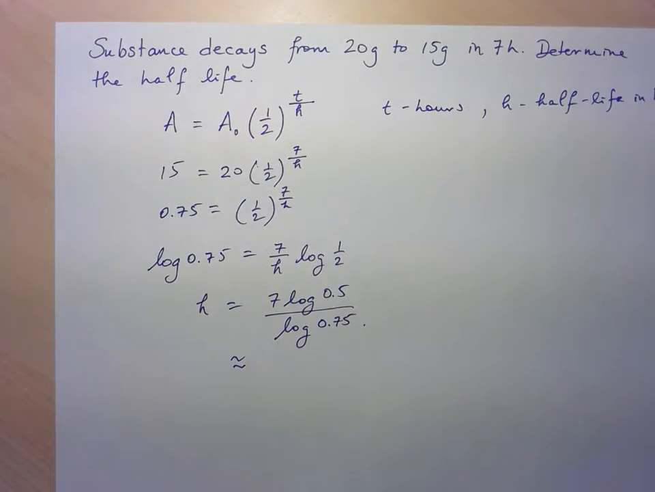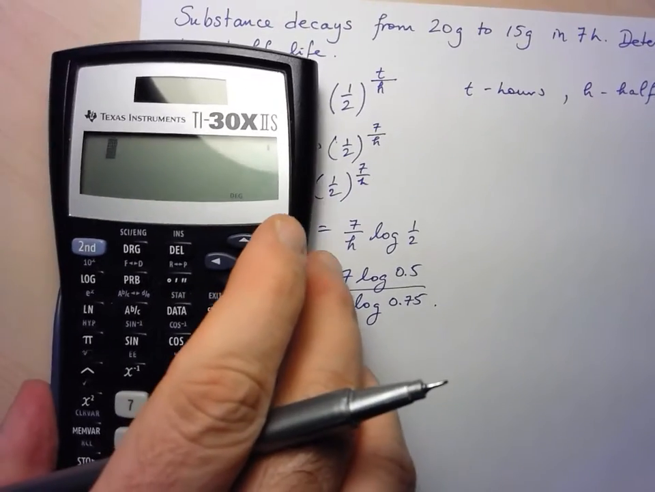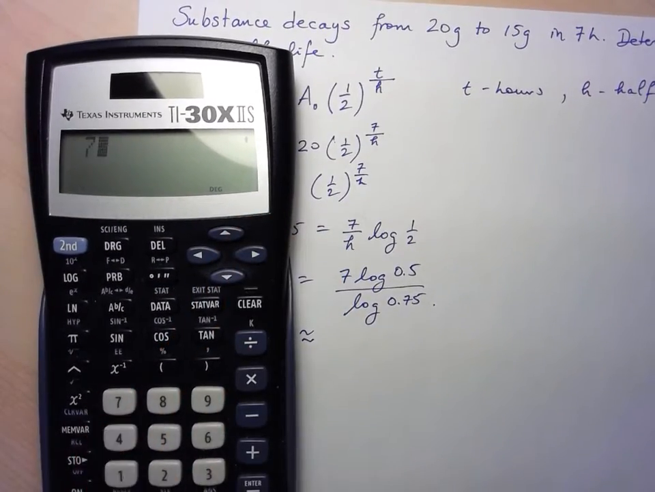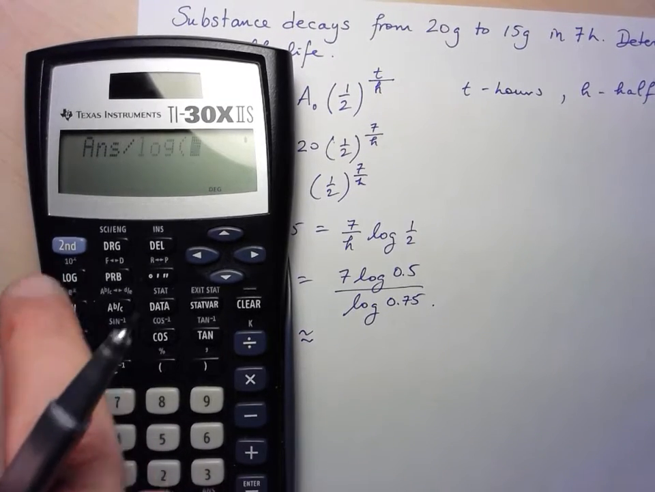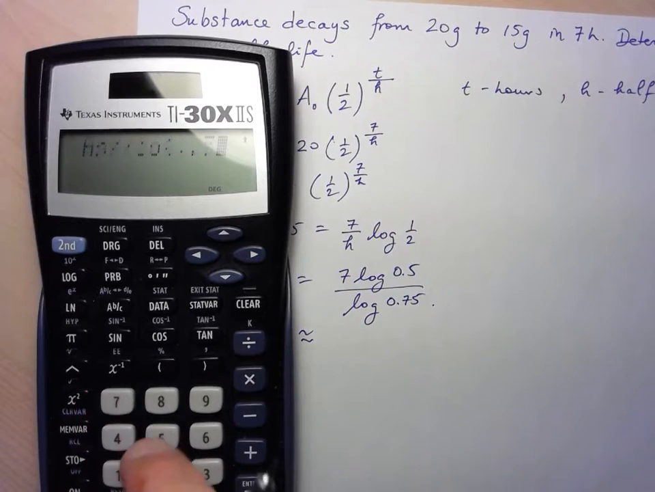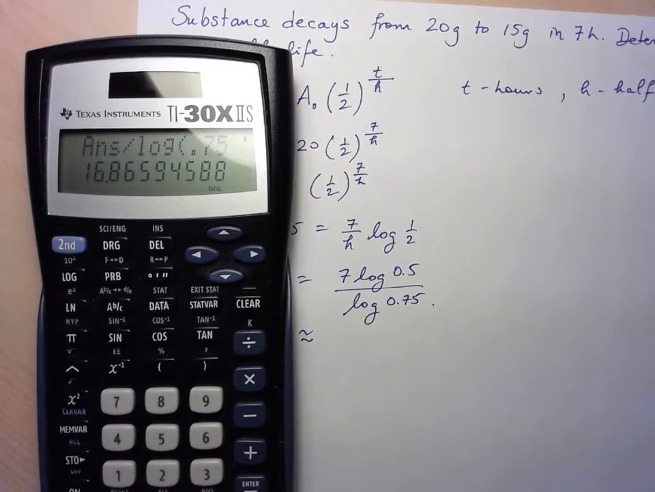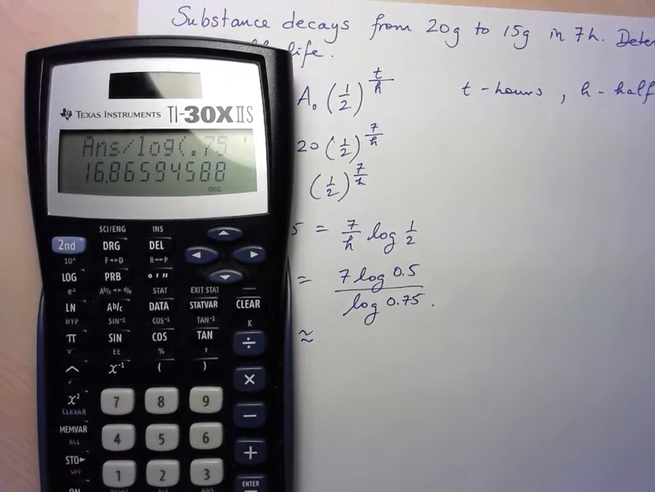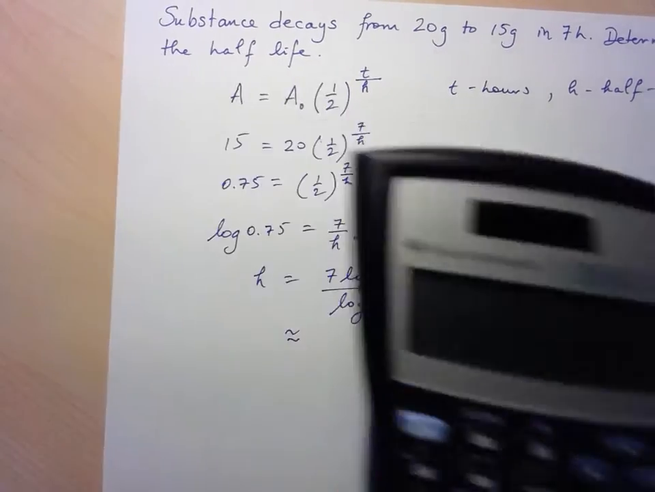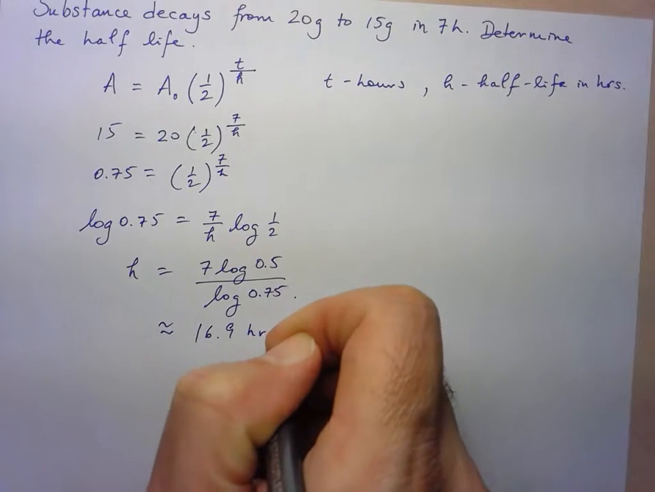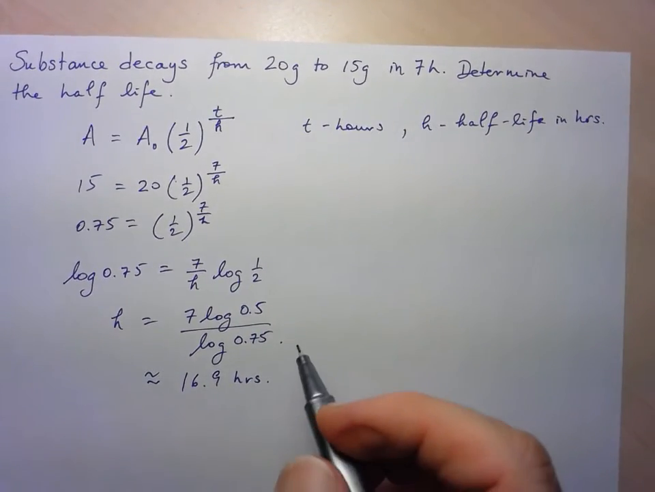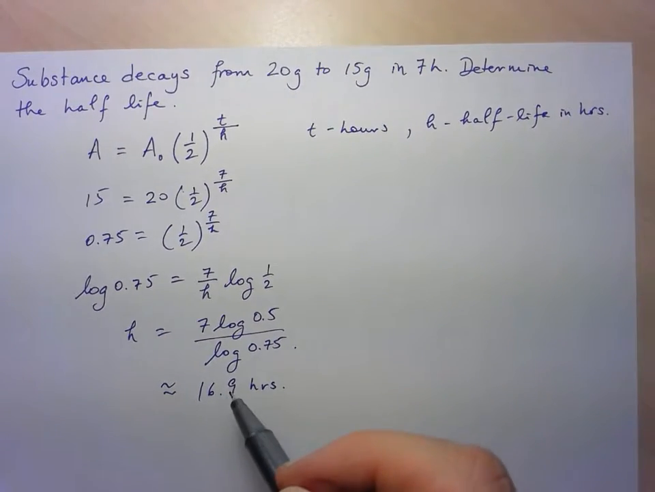So let's get our calculator here. We've got 7 times log of 0.5, and let's divide that by log of 0.75. And we've got, looks like 16.9 hours. So approximately 16.9 hours.